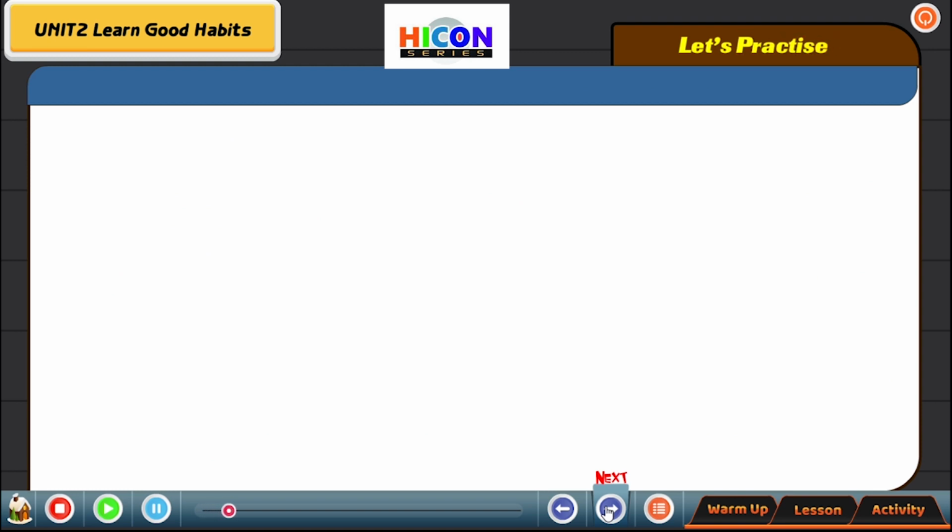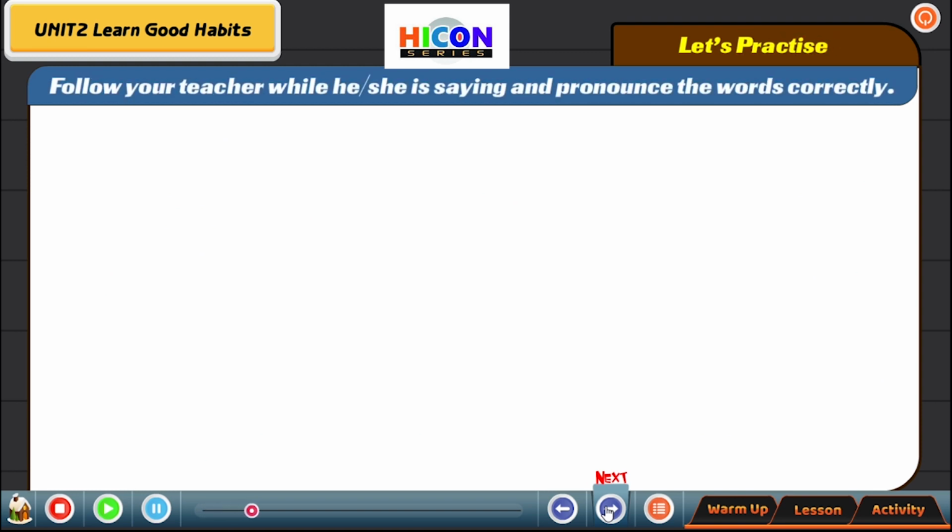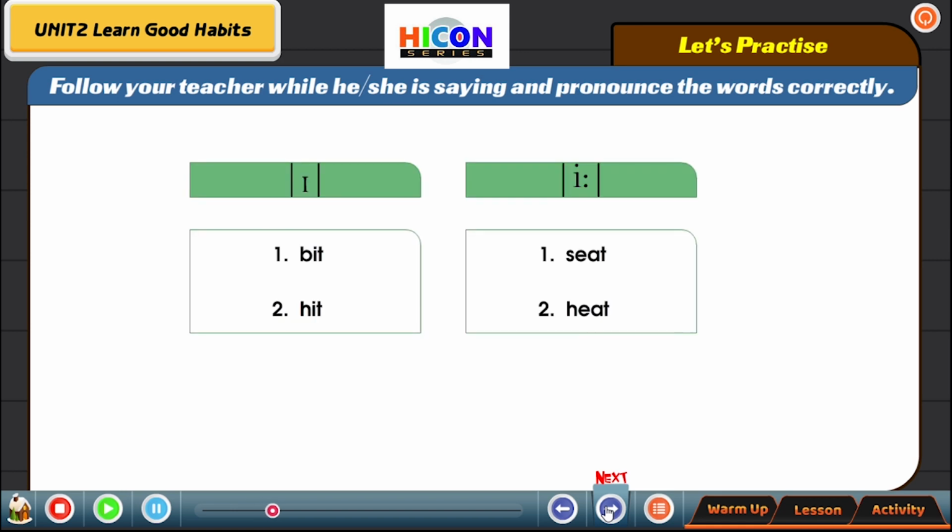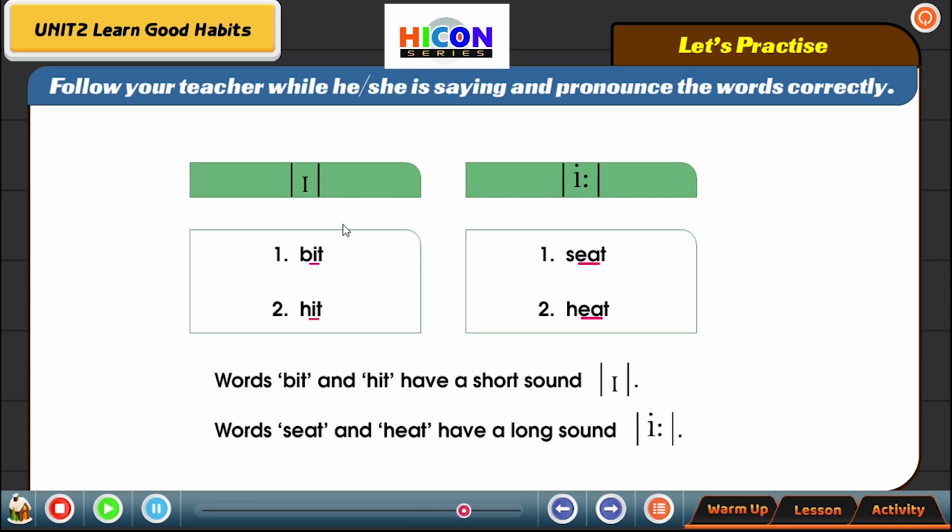Let's practice. Follow your teacher while he or she is saying and pronouncing the words below. So now we are going to learn about two kinds of pronunciation. This is a short E sound, like bit, hit.